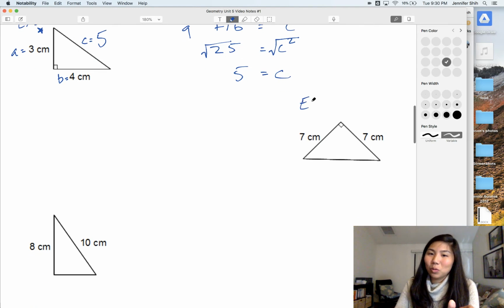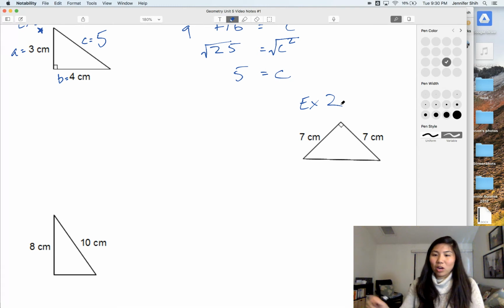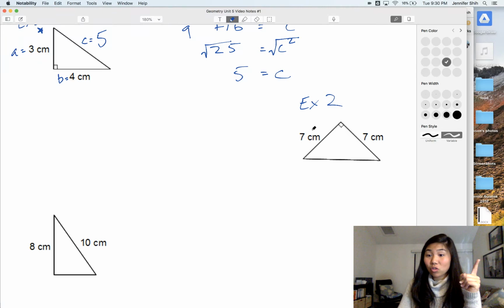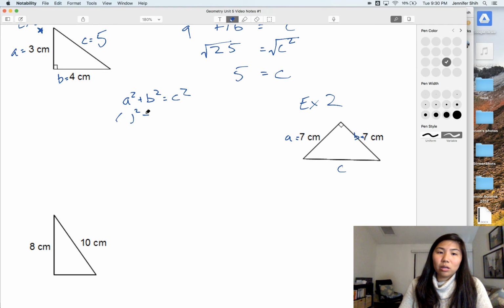This is example 2. You should take some time as I'm talking right now to sketch in this triangle. You can even pause it right now, sketch it in. I see an isosceles triangle. I see a right triangle. I can apply the Pythagorean theorem. All right, so A is equal to this. B is also equal to 7. What is C? So we're going to apply something squared plus something else squared is equal to C squared.